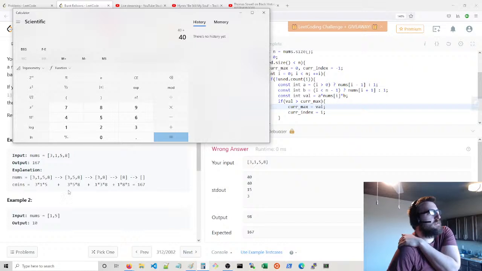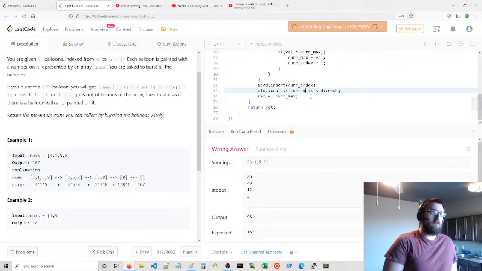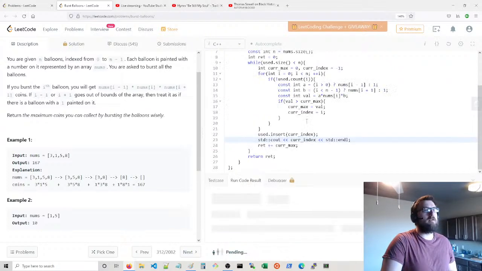40, 40, 15, and 3, rather. Oh, so 3 and 5 were left over. Oh, so I guess that's kind of weird. So we took 8 first? Is that right? How did that happen? That doesn't seem right.